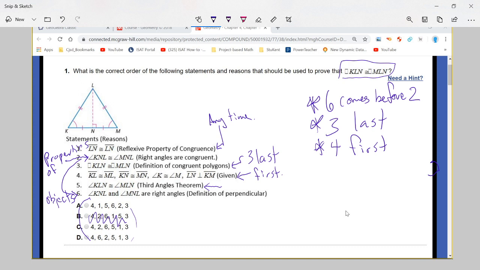And it's saying it by the third angles theorem. So this number 5 is a big deal, okay? Because what is the third angles theorem? Well, let me get another color here and kind of remind you about the third angles theorem.